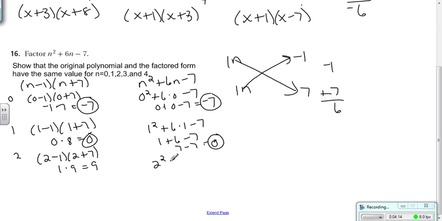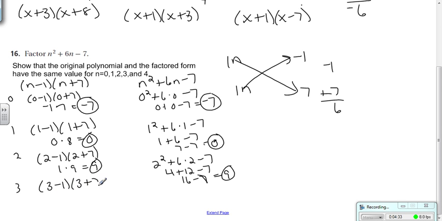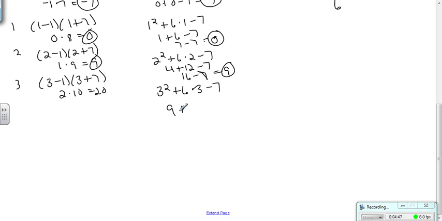Here I would do 2 squared plus 6 times 2 minus 7. So 4 plus 12 minus 7. So 16 minus 7. That equals 9. So I got 9 each time. And if I plug in a 3, I'm going to have 3 minus 1 times 3 plus 7. So that's 2 times 10. So that's 20. And over here I do 3 squared plus 6 times 3 minus 7. So that's going to be 9 plus 18 minus 7. So 27 minus 7 is also 20. So when I used a 3, I got a 20.